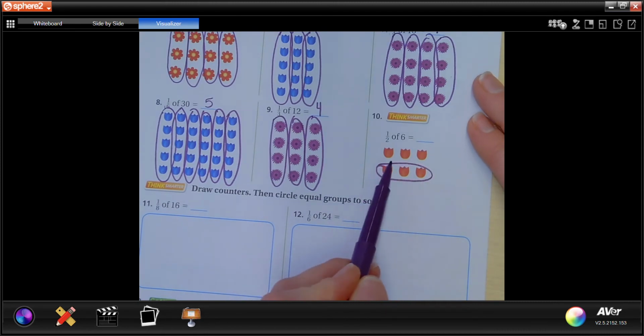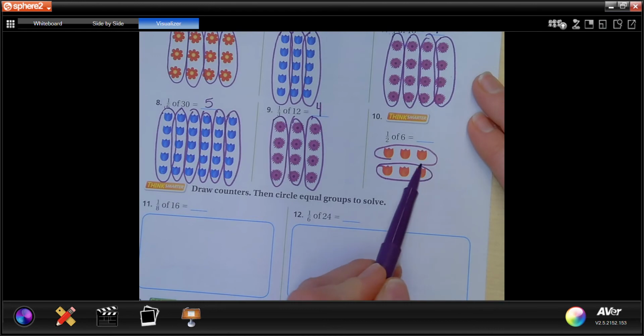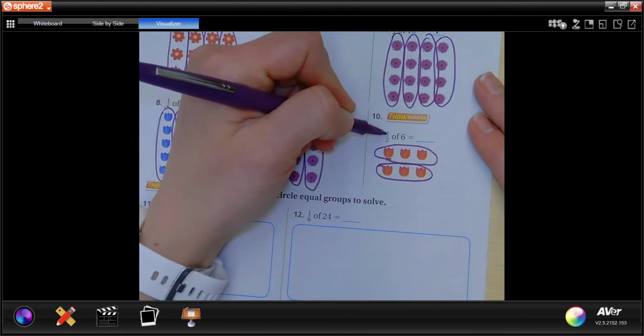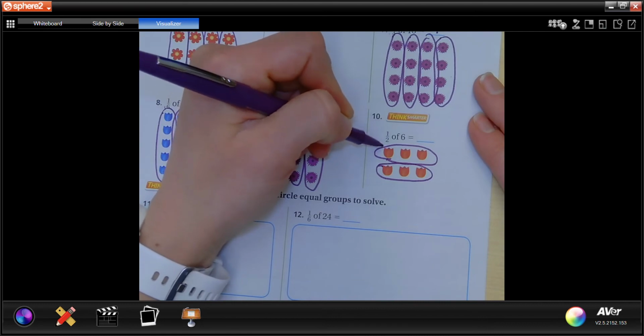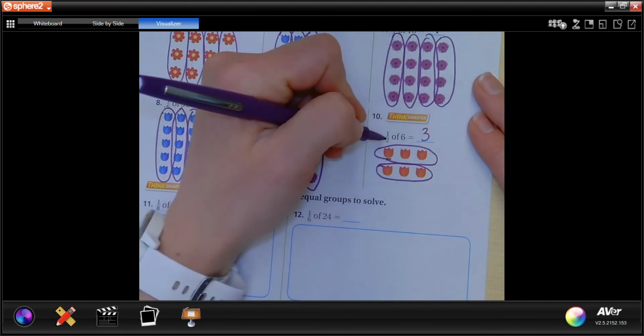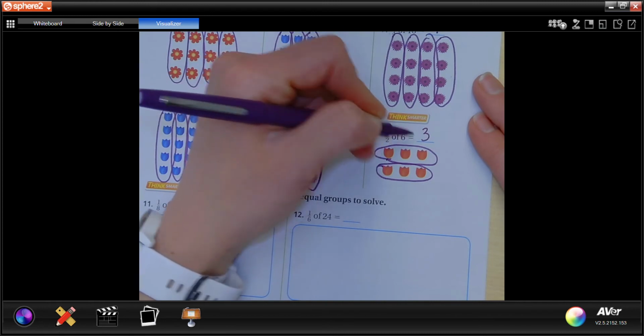1, 2. 1/2. So what's one group of the 2? 1, 2, 3. 1/2 of 6 equals 3.